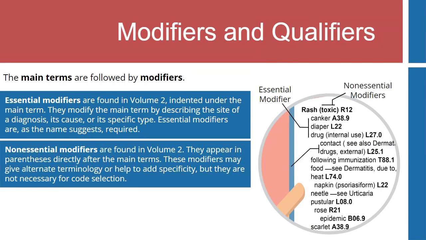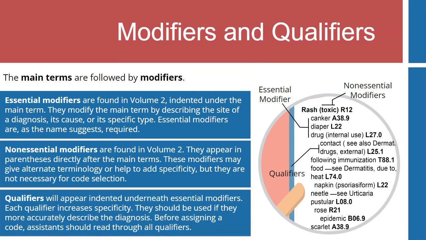All right, so let's look at essential modifiers, non-essential modifiers, and qualifiers. For an example, rash. Let's say a baby has a diaper rash. We're not going to scroll through, I say scroll, we're so used to electronics now, but you're not going to go through the manual and look for diaper. We're going to look for rash, okay?